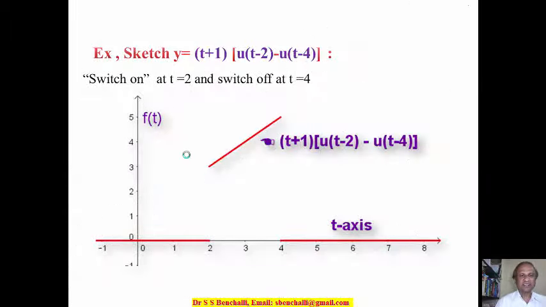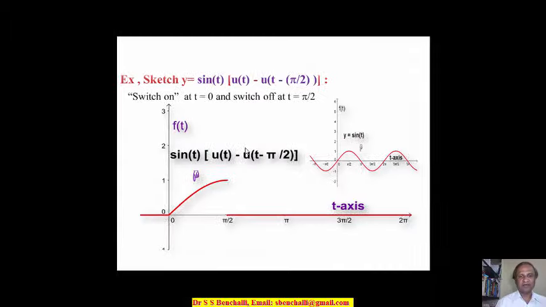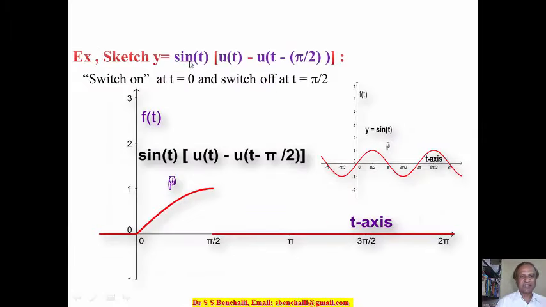Is it clear? Exactly in the similar way, y is equal to t plus 1 into u of t minus 2 minus u of t minus 4. Again it lies between 2 and 4. Is it clear? Otherwise it is off. And similarly, sin t into u of t minus u of t minus 5 by 2. When t is less than 0, it is off. When t is in between 0 and 5 by 2, it is on. Otherwise, again it is off.